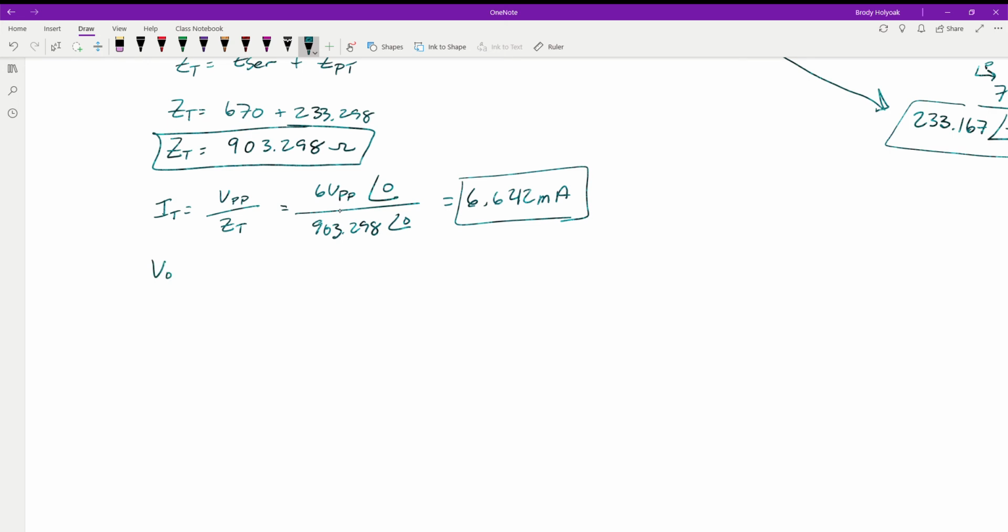And then our V out is going to be the total current times the impedance of our parallel branch. Okay, so we end up with the 6.642 milliamps multiplied by the 233.298 ohms, and that gives us a grand total of 1.550 volts peak to peak at an angle of essentially 0.